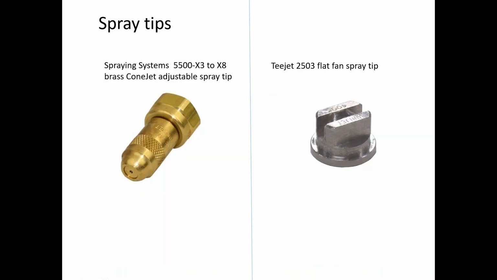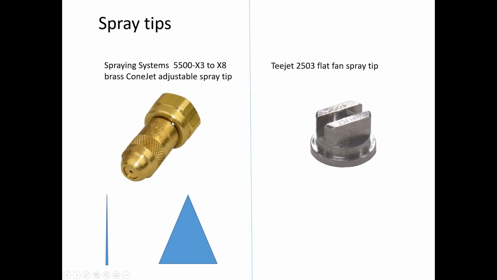All right, the tips are important, okay? Spray tips are important for basal bark. If you send a spray crew out and they've got a wide angle spray tip on it, like an 80 degree or 110 degree, they could potentially be wasting a whole lot of spray if they were doing it like they were doing foliar applications. For basal bark work, we tend to move towards cone jet adjustable spray tips like this one. This is a Spraying Systems 5500 X3, and you can go all the way to X8, and they're really good.